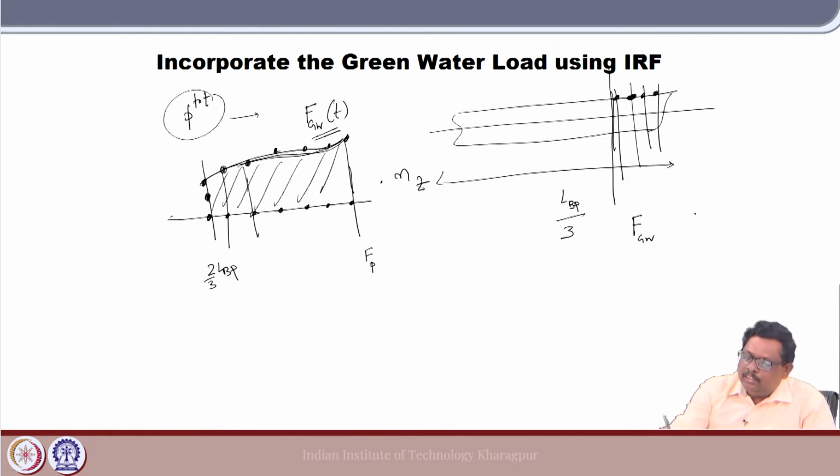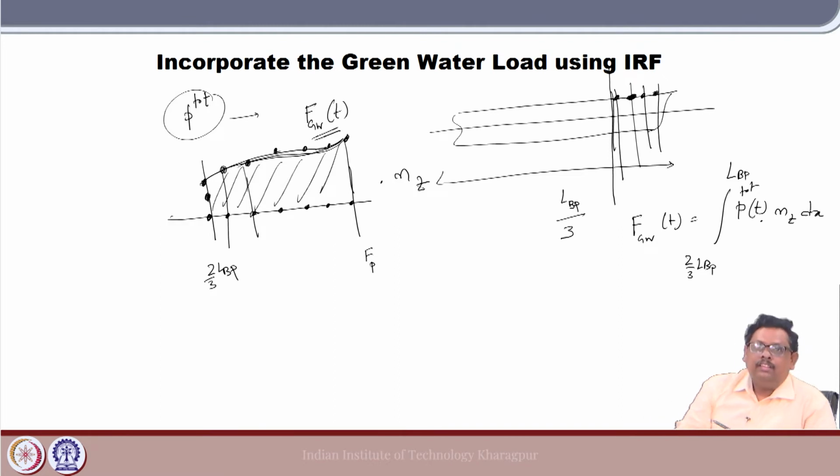So, the green water load is nothing but the integration from 2/3 LBP to the total length LBP, and then you integrate the green water pressure P tot multiplied by NZ into dx. So, this is how we can get the total load. So, this is one way.